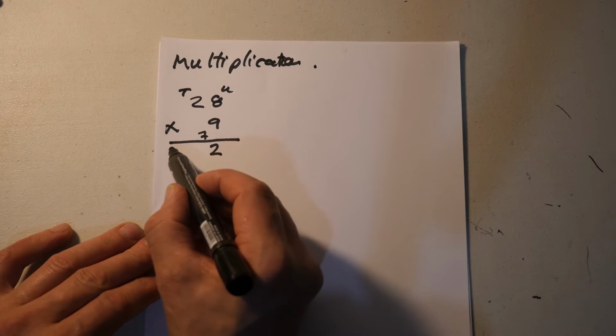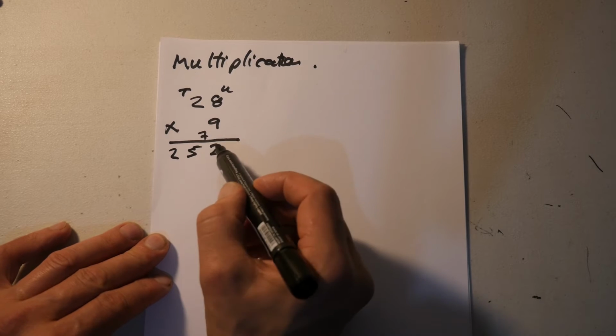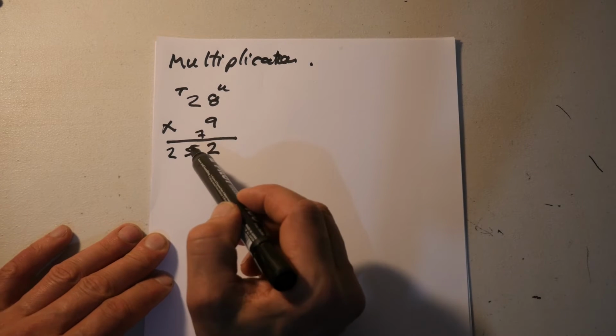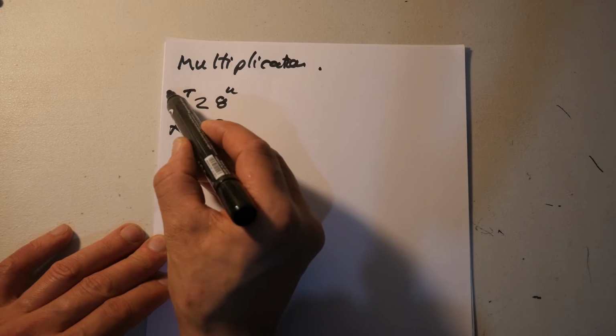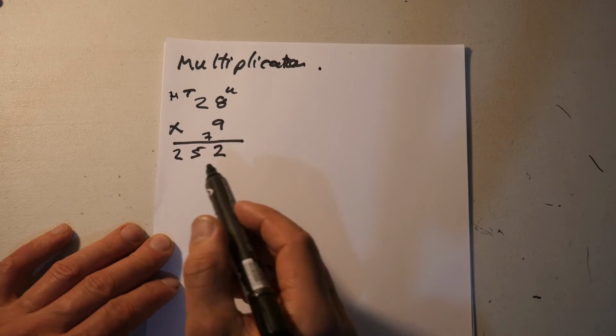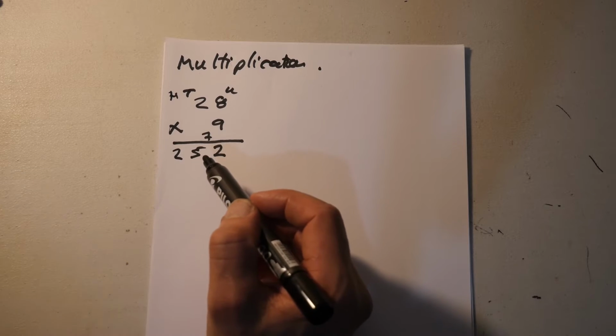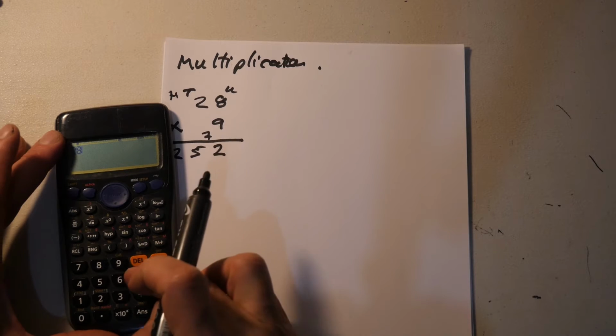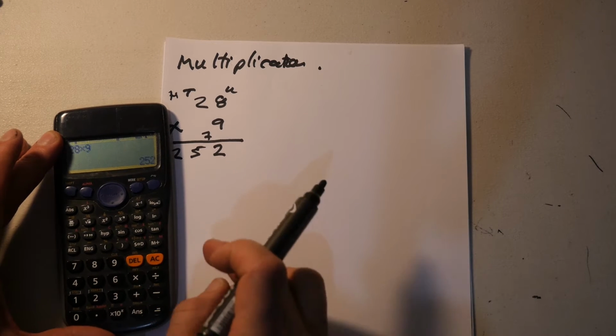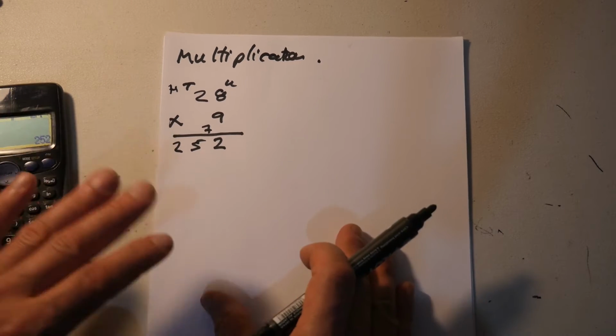Okay, so the 2 goes in the units column, the 5 goes under the tens column, and this 2 is actually under the hundreds column, okay? So 252 is the answer, and you can show it in the calculator. If you go 28 times 9 equals 252, okay?